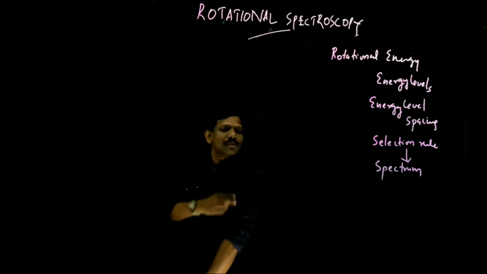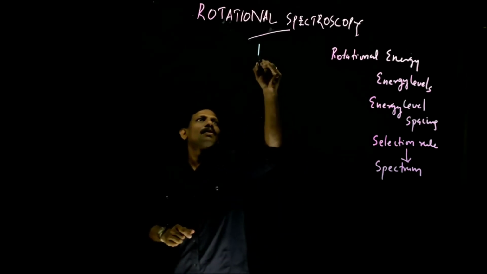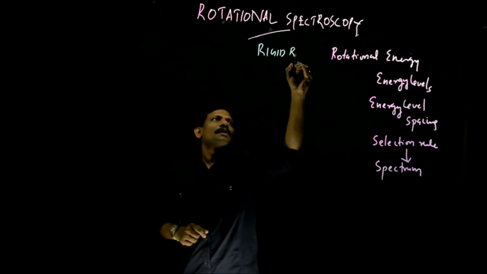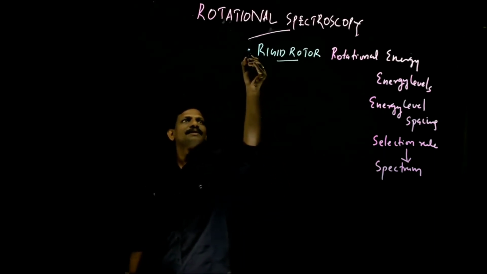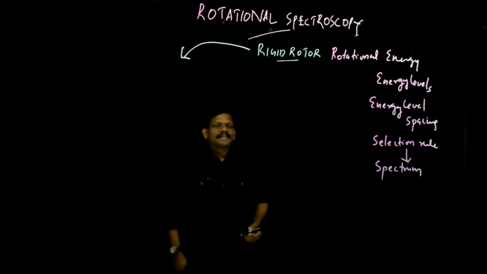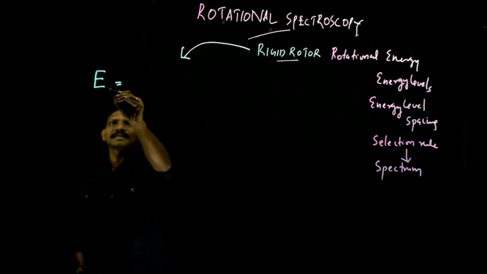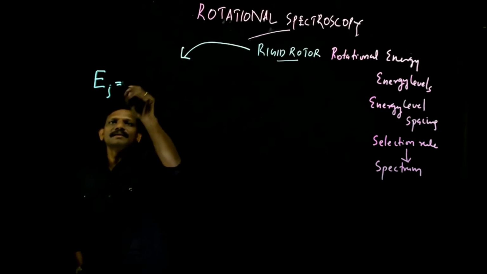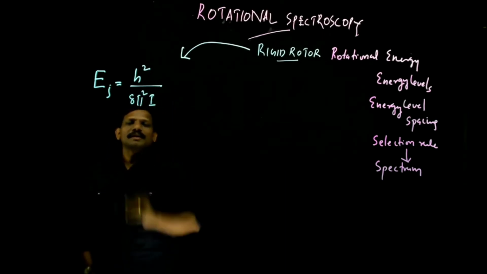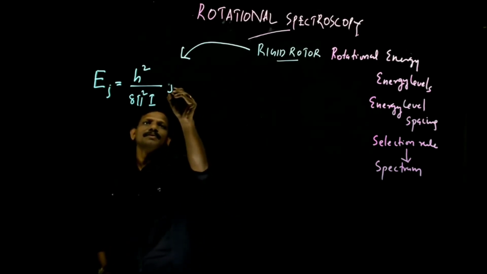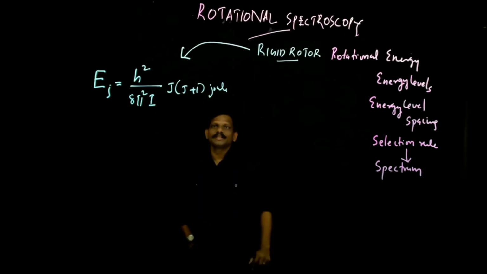Okay. So, let us start with the rotational energy. I already told you that our important model is called the rigid rotor model, and the rotational energy comes from quantum mechanics. The energy of a rigid rotor can be written like this: EJ is equal to h square by 8 pi square I into J into J plus 1 joule. So, it is in joules.